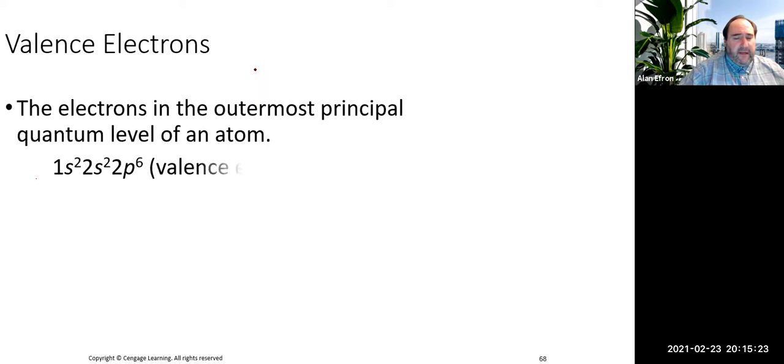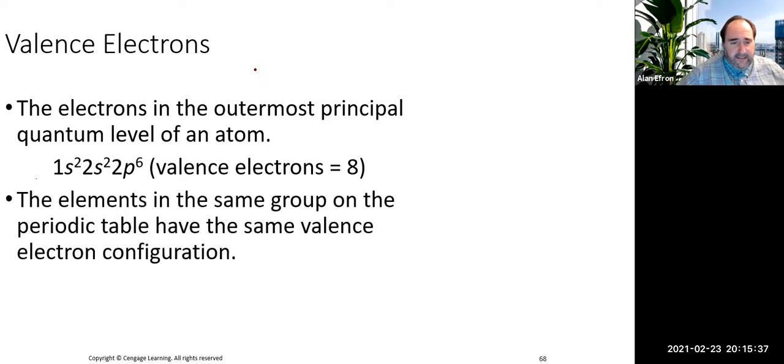Another important aspect of electrons when we look at electron configuration is that there are actually two types of electrons that we come across. When we look at something like 1s2, 2s2, 2p6, what we're seeing is two electrons on the lower energy level, and on the second energy level, in this case, 8 electrons.